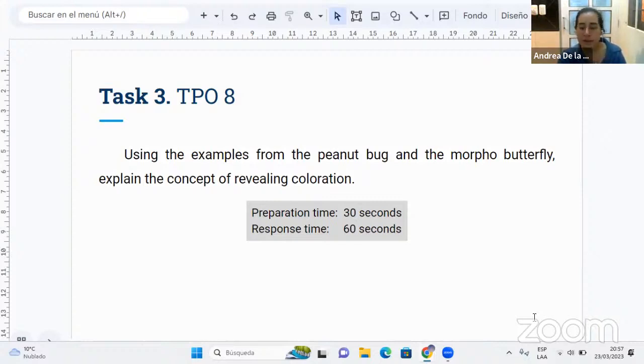So that's it. That's everything you guys need to do, right? You already know the concept, so it gets easier. You know that the peanut bag uses revealing coloration to escape predators, and the morpho butterfly does the same. Just maybe give some details about how this happens, and you have your response already. Use some transitions because you have two examples. Tell me, first, the professor explains that the peanut bag has this and this and that. Furthermore, the morpho butterfly is another example, and explain it, right? Could anyone do that?